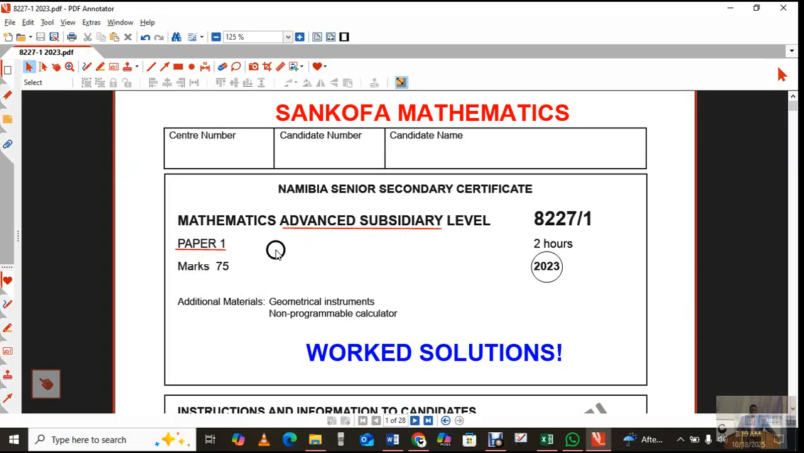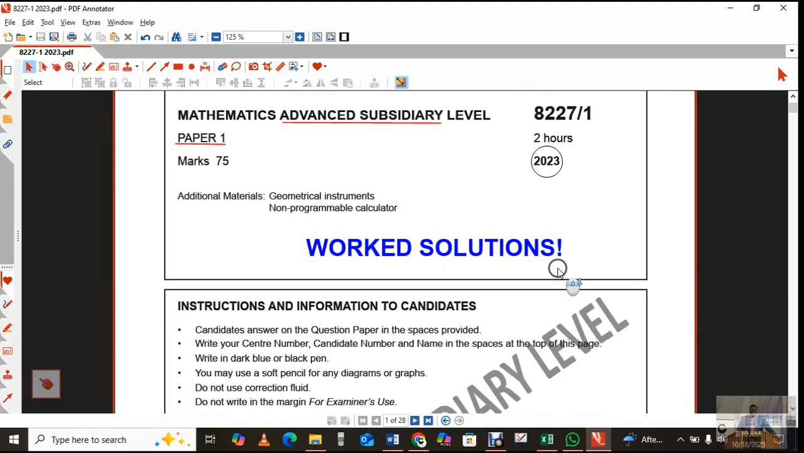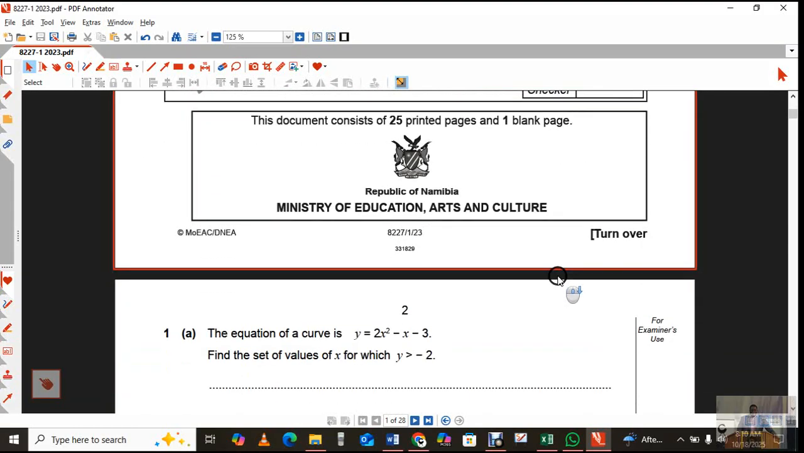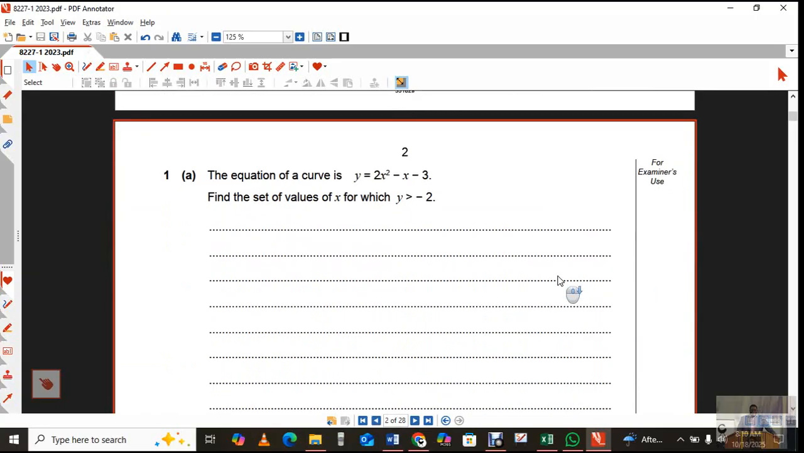So this is paper 1, AS level 2023. This is the first question. The equation of a curve is y equals 2x squared minus x minus 3. Now they are asking you to find the set of values of x, which means your answer will be a range. Inequalities are going to come into play.